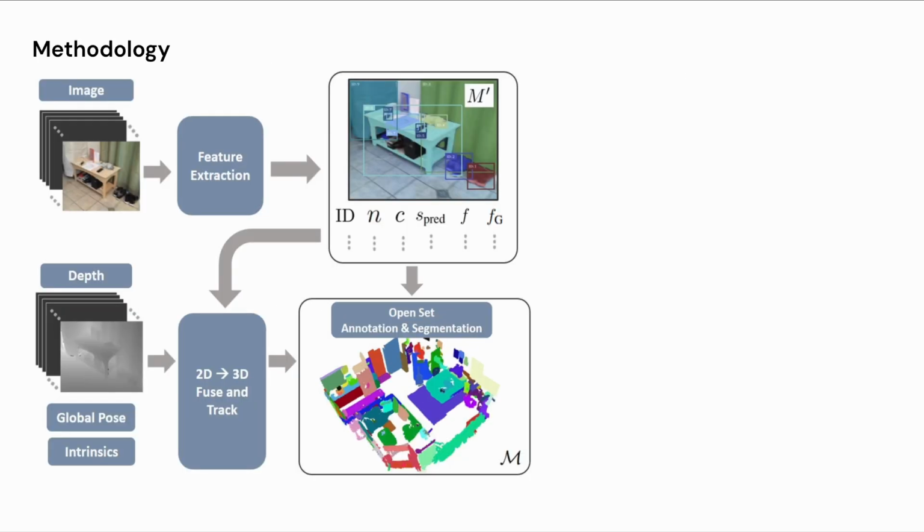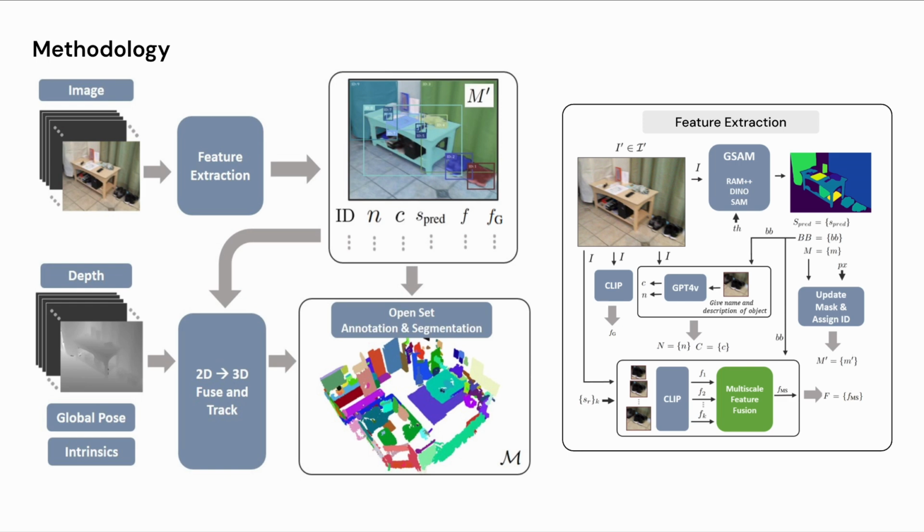The input to our method is a sequence of RGBD images and their corresponding global poses. Each image is processed by the feature extraction module that uses multiple foundational models to extract information associated to each object or instance in the image. We specifically extract name, a detailed caption, bounding box, masks, fused multi-scale clip feature vectors, and their prediction scores. A unique ID is assigned to each instance, and the corresponding information is saved for next steps.